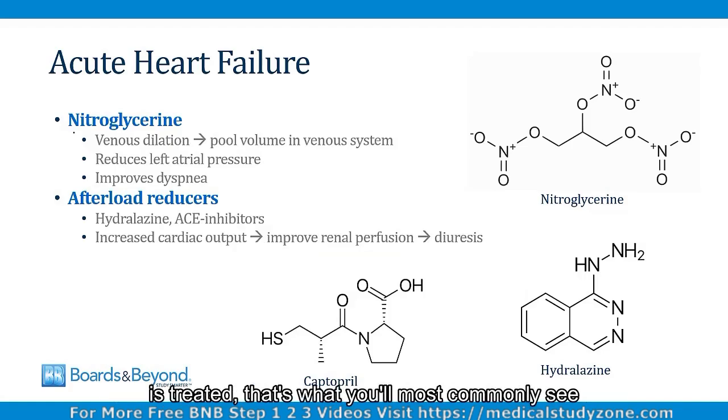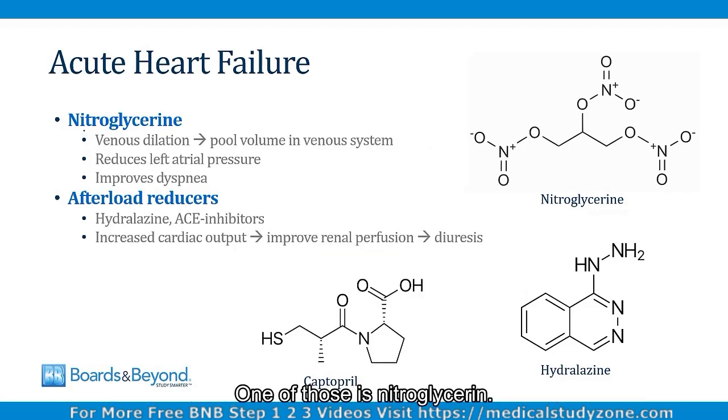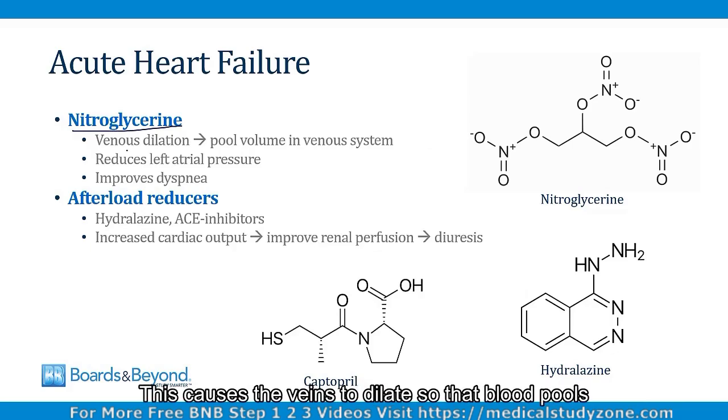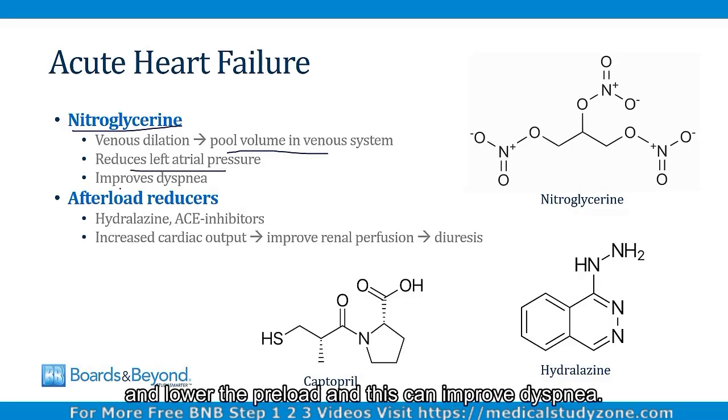That's what you'll most commonly see on clinical rotations, but there are some other drugs that are used less commonly. One of those is nitroglycerin. This causes the veins to dilate so that blood pools in the venous system. This will reduce the left atrial pressure and lower the preload, and this can improve dyspnea.